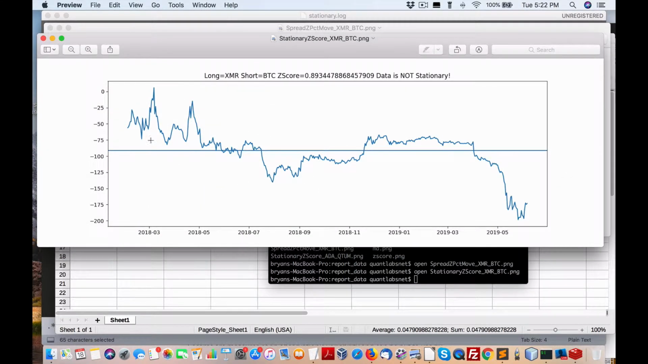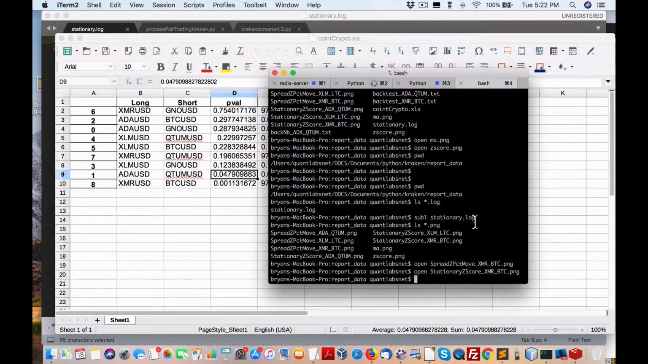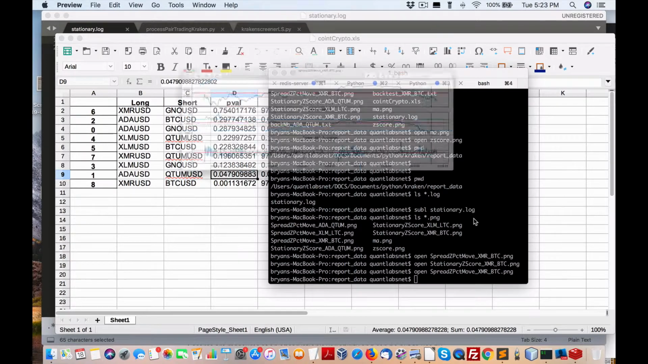So here is the spread, and that's the mean of that spread. What we're looking for really is this: it's not stationary. If it's not stationary, even though it may look stationary, it doesn't hold into the future, and that means it's really not a pair trade at all. It doesn't co-integrate.